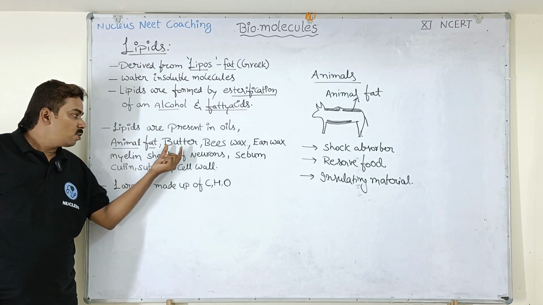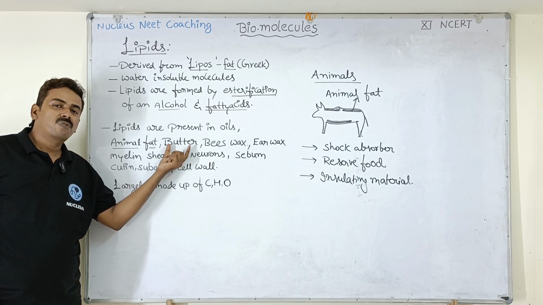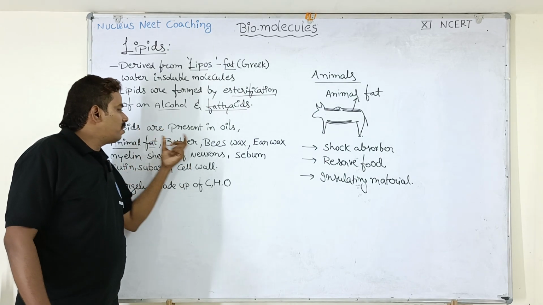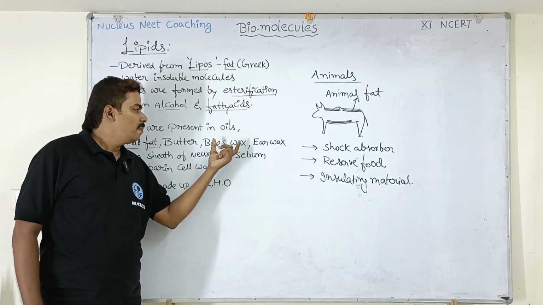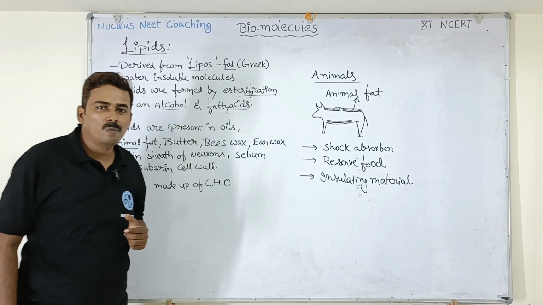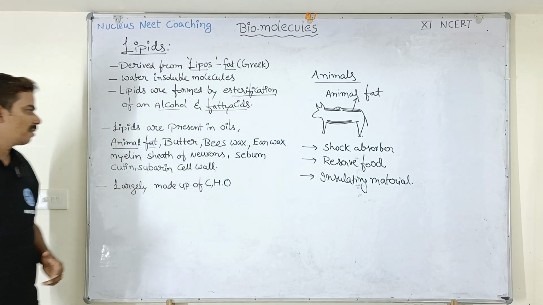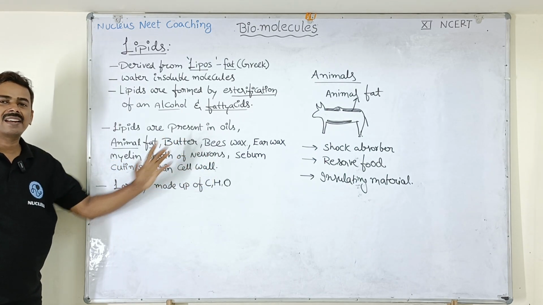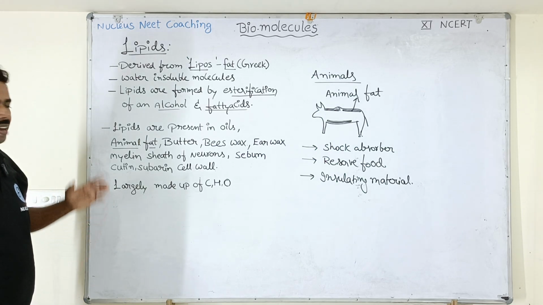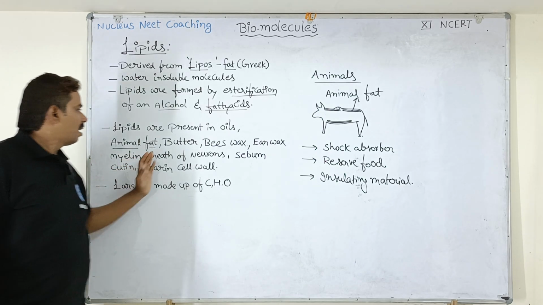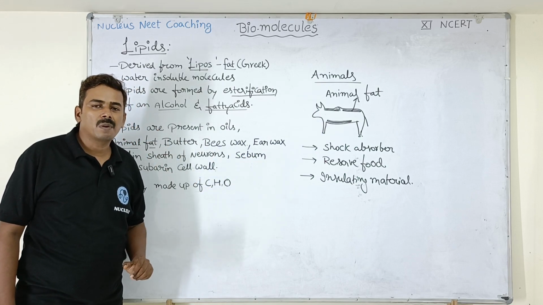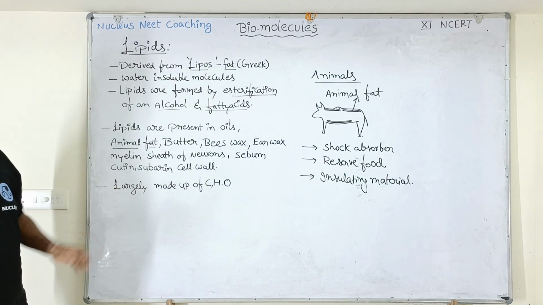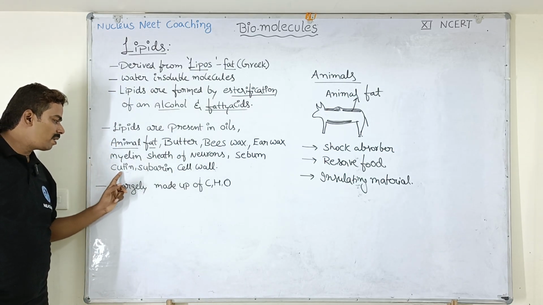Lipids are also present in butter, which is a tasty food material which we use in our kitchen, butter and ghee. Lipids are also present in beeswax. Lipids are also present in our ear wax called cerumen that keeps our ear canal healthy. And lipids are also present in the myelin sheath of neurons. It acts as a wonderful insulating material for transmission of nerve impulses. Lipids are also present in sebum. Sebum is an oily substance secreted by sebaceous glands in our skin that keeps our skin healthy. And lipids are also present in cutin.